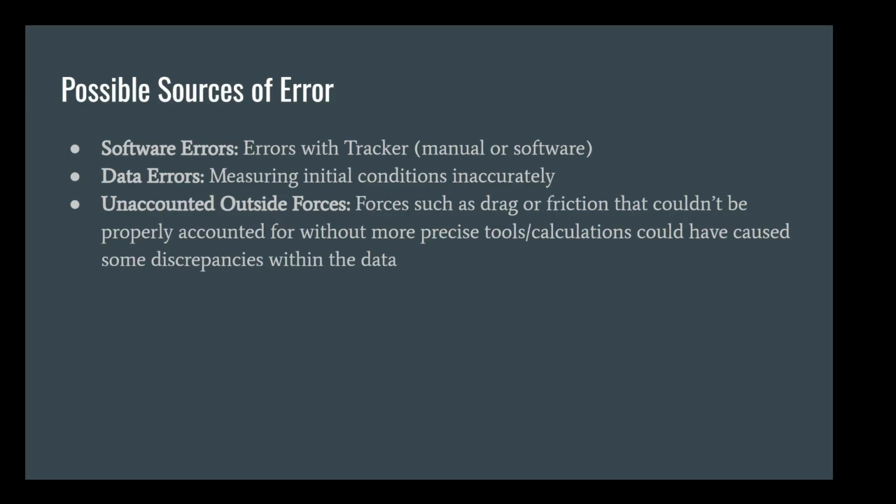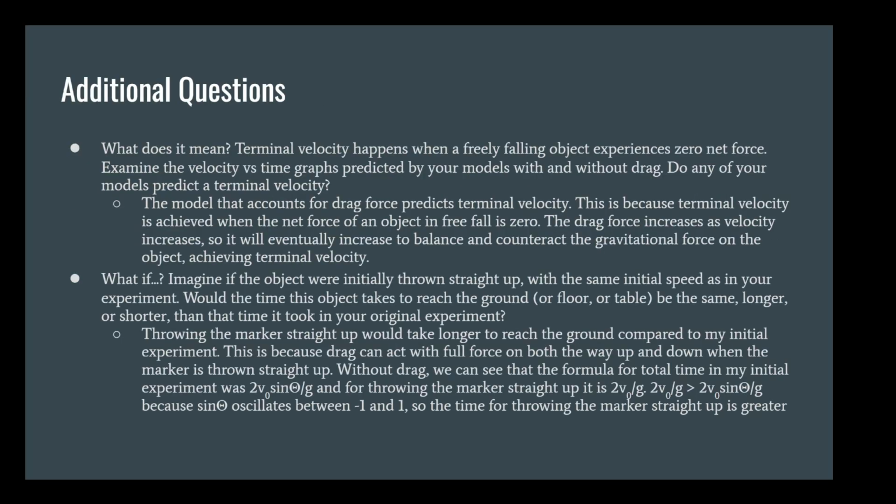Some possible sources of error as to why the Tracker and the computational model data aren't one-to-one could be software errors, like errors with Tracker, which could be manual or software errors, data errors, measuring or calculating initial conditions inaccurately, and unaccounted outside forces such as drag or friction that couldn't be properly accounted for without more precise tools. Calculations could have caused some discrepancies within the data.